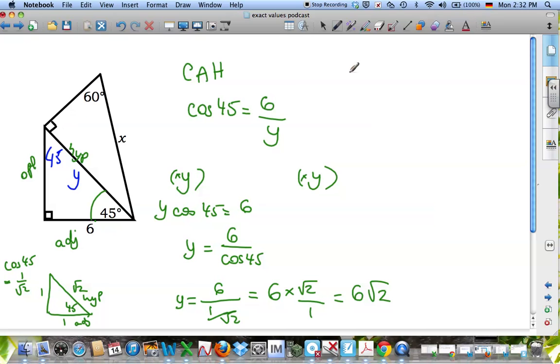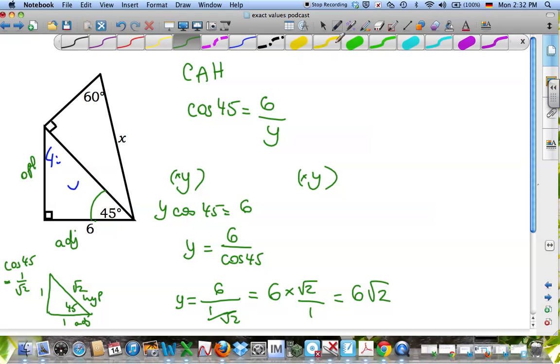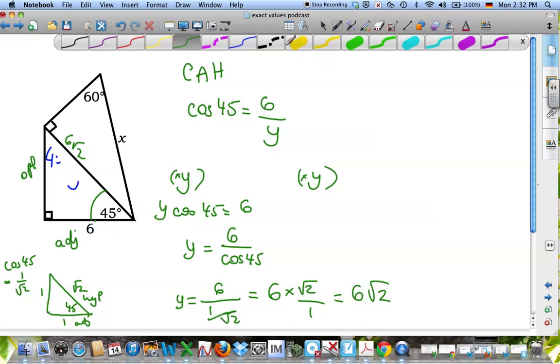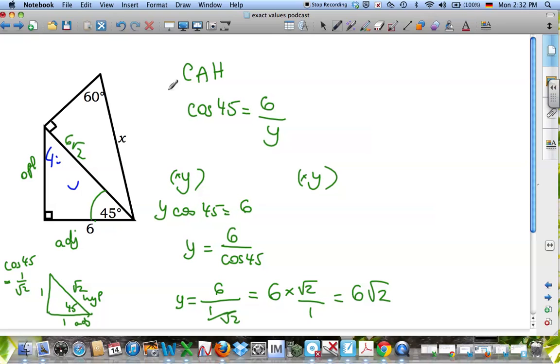That's important to remember. So I'm going to go back here and just rub out this little bit to make it clearer, and write in what we got, which was 6 root 2. Anytime in a question where you see the words exact value, it means that you're going to have to use your triangles. Okay, so we've got y. So we can now look at the other triangle. Maybe we can actually look at answering the question to find x.